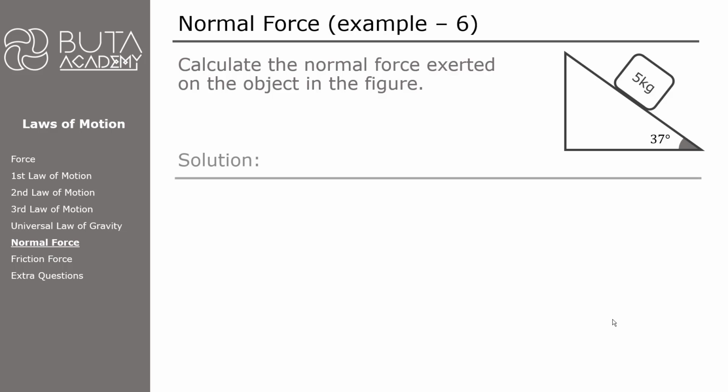Let's start the solution with drawing a free body diagram. There are two forces applied on this object: force of gravity acting downwards and the normal force acting perpendicular to the surface. Of course, there can be a friction force, but it will have no effect on our solution.